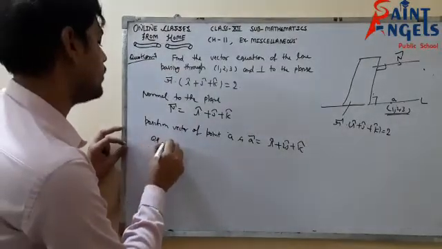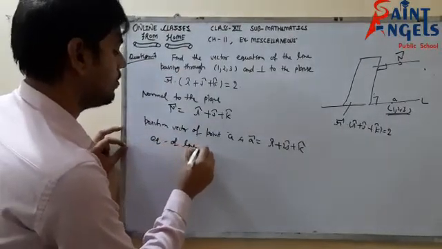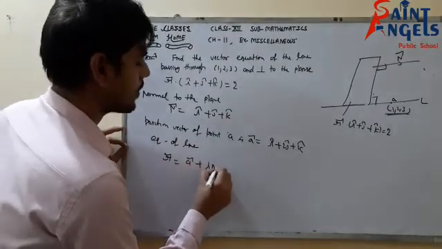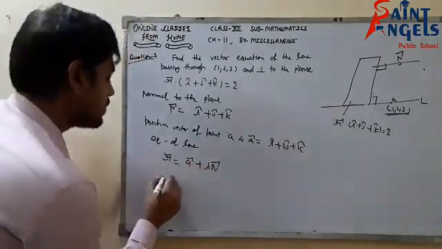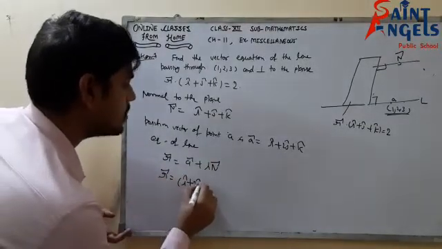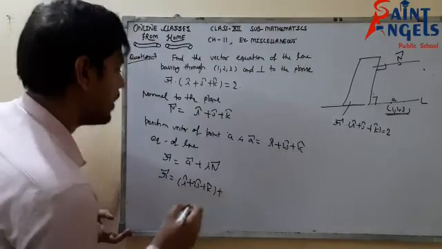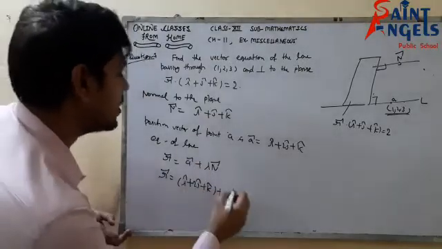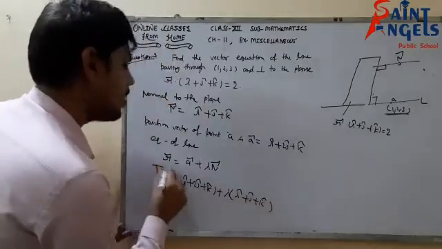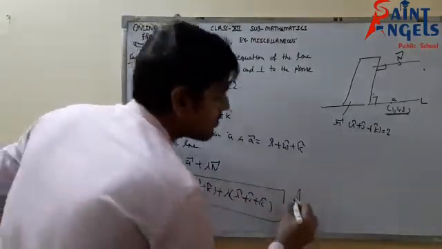So the equation of the line would be r vector = a vector + lambda n vector. Now a vector is i cap + 2j cap + 3k cap, plus lambda times n vector, which is i cap + j cap + k cap. So this is the vector equation of the required line. I hope it's very clear.